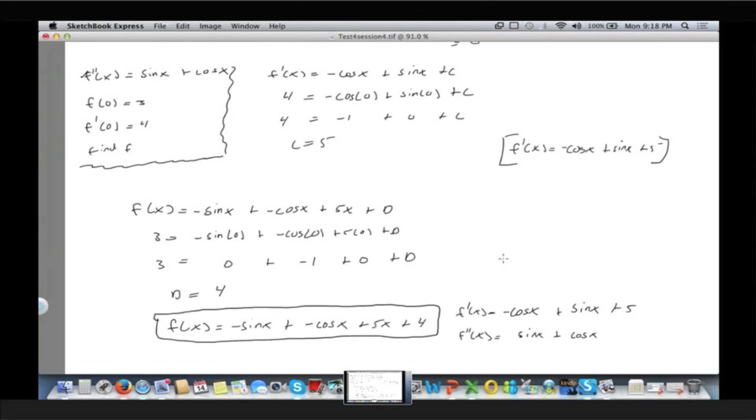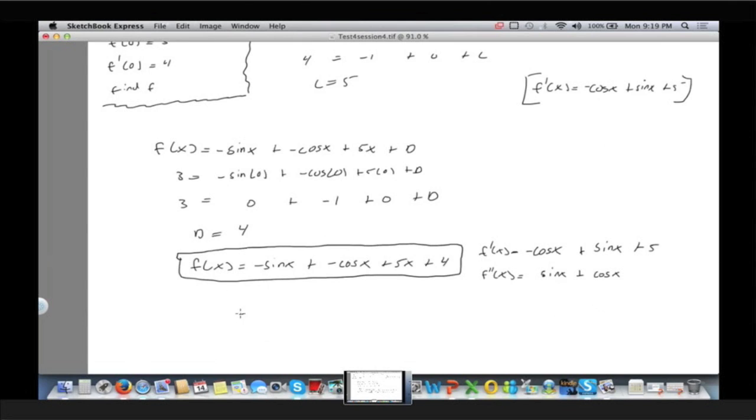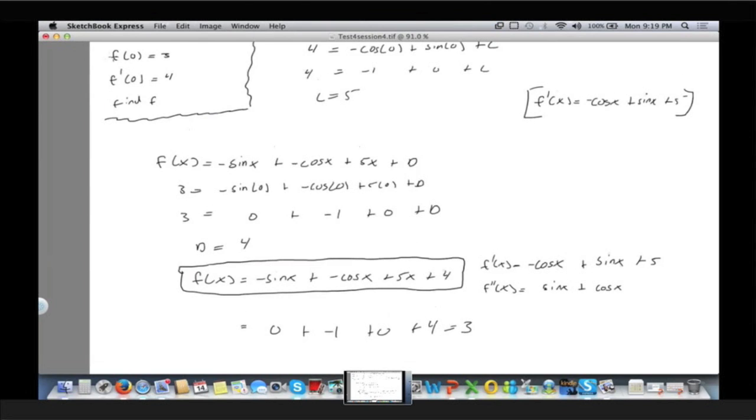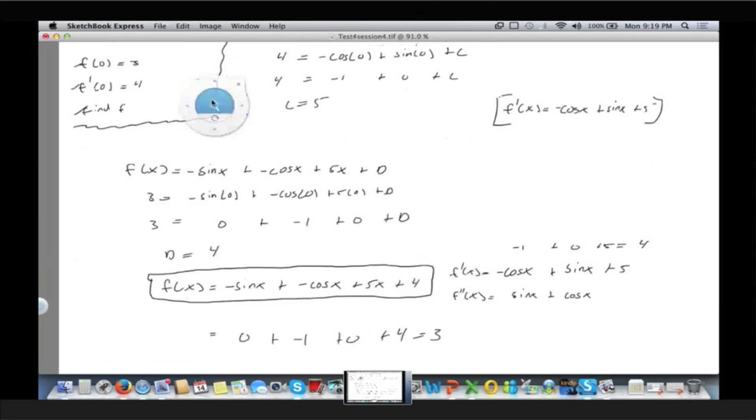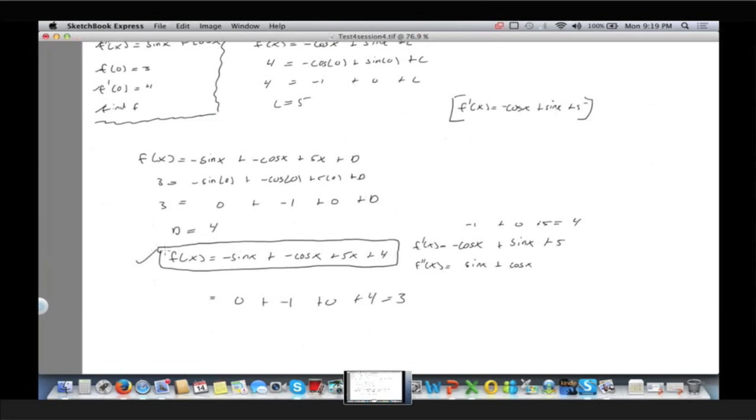I guess we can check more. So we plug in 0 plus negative 1 plus 0 plus 4 equals 3. That's good. And then negative 1 plus 0 plus 5 equals 4. That's good. Okay. Answer.